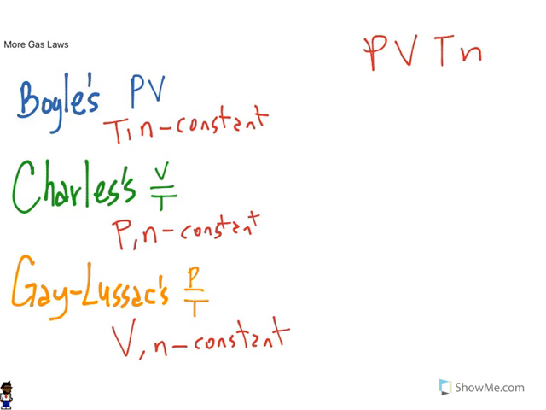So the next law that we're going to introduce takes one more thing into consideration. What if instead of two variables being constant, only one was held constant? And that specific one that we're going to hold constant is the number of moles. That means we wouldn't be able to use Boyle's law to solve the problem because temperature would not be constant. We couldn't use Charles's law because pressure wouldn't be constant. We couldn't use Gay-Lussac's law because volume would not be constant.